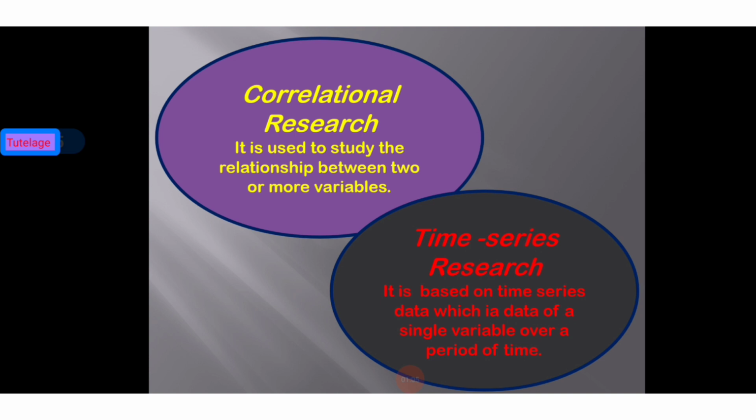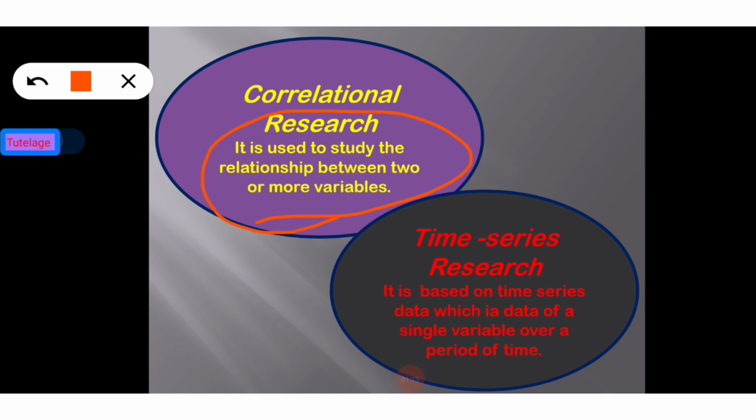So here we can see there are two types of research method. First one is correlational research and second one is time series research. Correlational research is used to study the relationship between two or more variables, and correlation means two events or two variables that are related. It doesn't mean that one is the cause of the other. For example, research conducted to study the relation between the number of lectures attended and the marks obtained by a student. Basically, one is not the cause of the other.